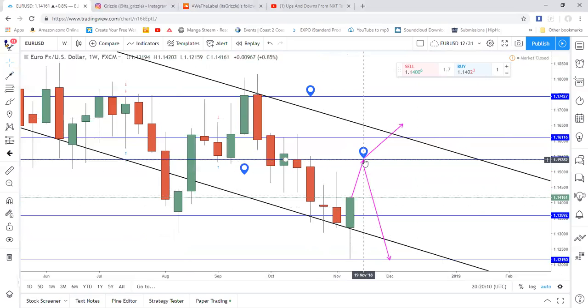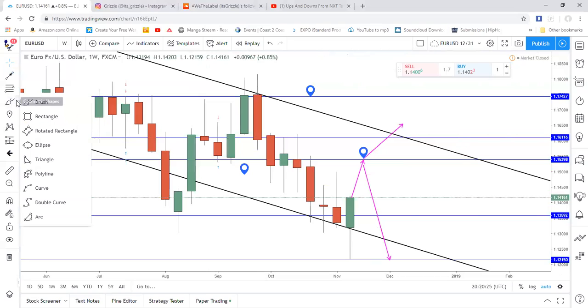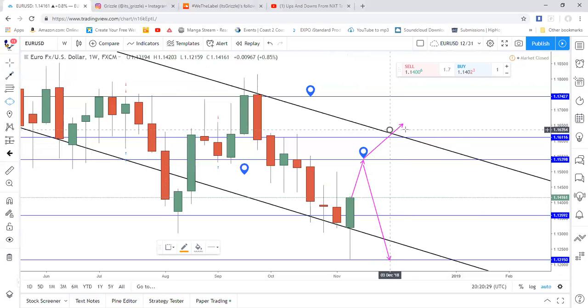And then when that happens, if it closes above, if it consolidates above this area right here, then we're looking for this as the take profit. And I'm going to put something around in that area. I'm going to eclipse this. That's the take profit right there.